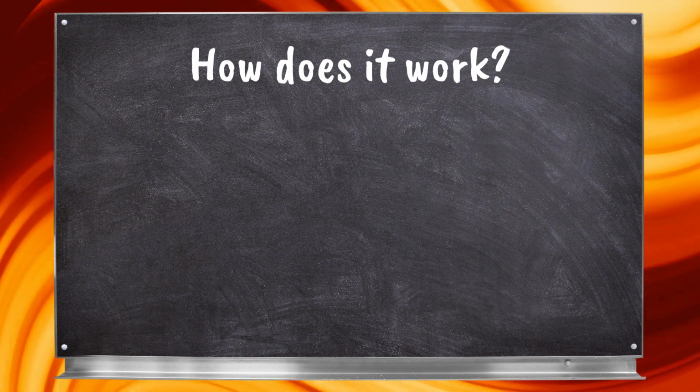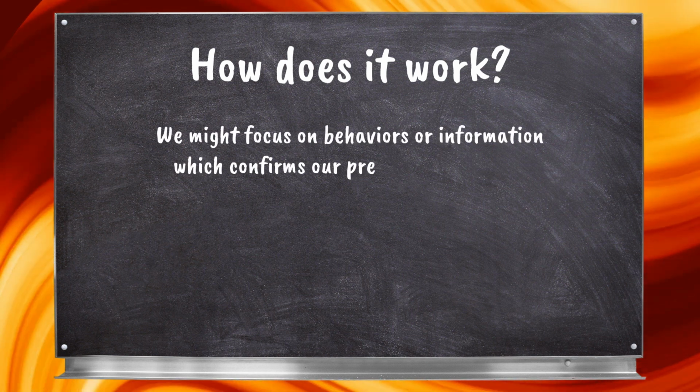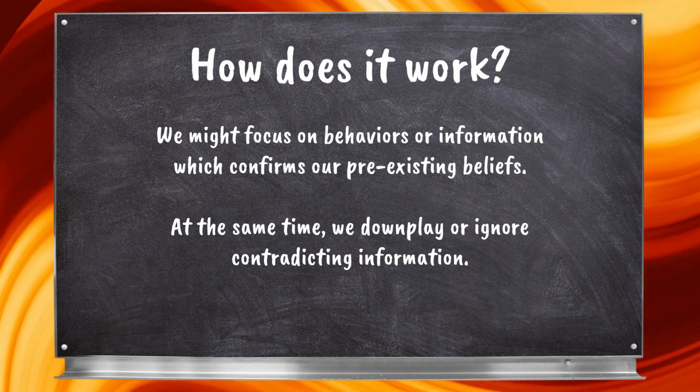Confirmation bias can occur in various aspects of our lives, from our social interactions to our political opinions. For instance, when we meet someone new, we might selectively focus on their behaviors or statements that align with our expectations while ignoring evidence that contradicts our beliefs.